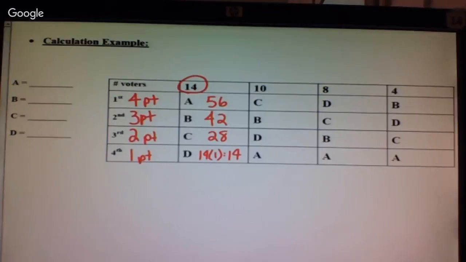We move into the next column then. This column is 10 voters. So again, 1 point for each vote. So A is 10. And if you know your times tables, this will help. So 10, 20. What comes next? 30. And 40.